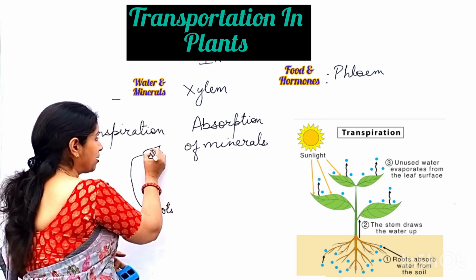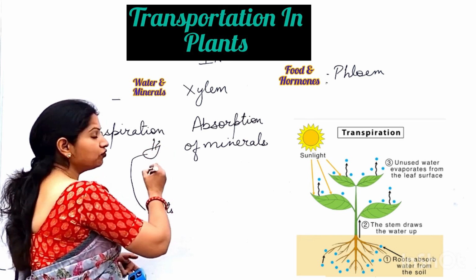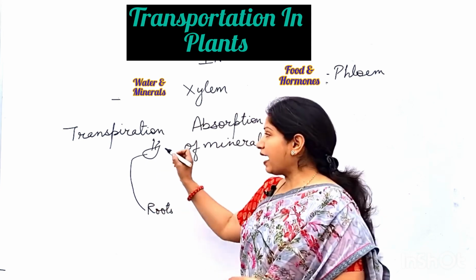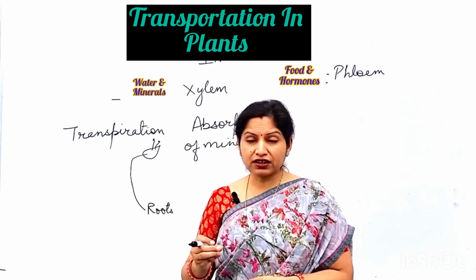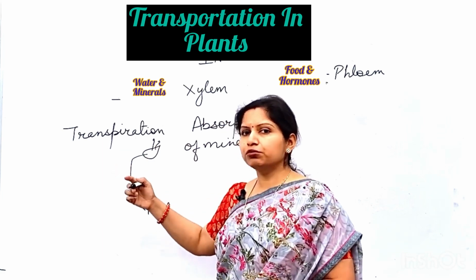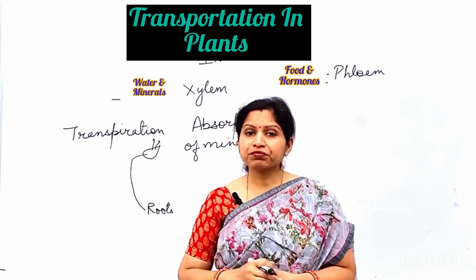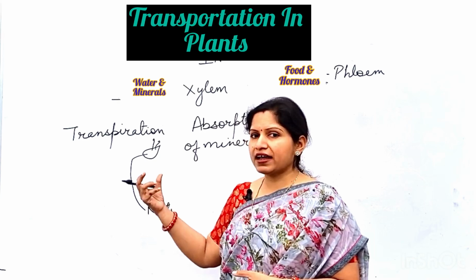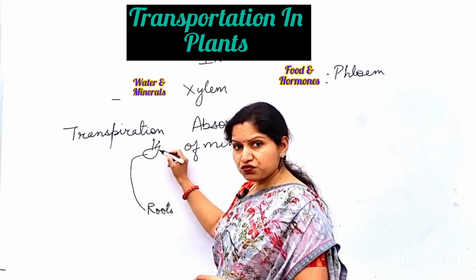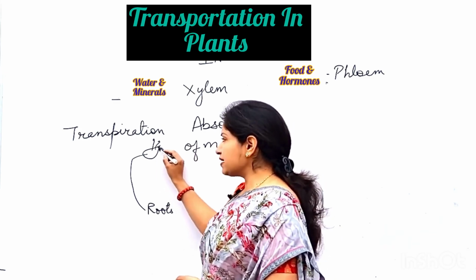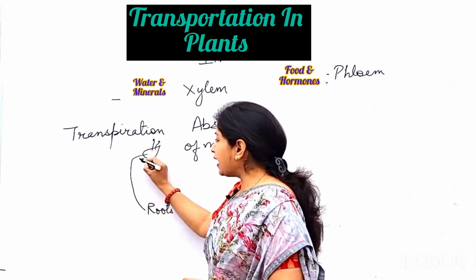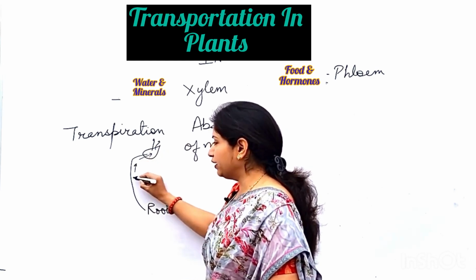When water gets evaporated from the surface of leaves, that creates a negative pressure there. In that area, a suction pull is created, and we call that pull transpiration pull. It occurs due to transpiration, so we call it transpiration pull. Water gets evaporated from the surface of the leaves, and this suction pull pulls the water from the lower levels.